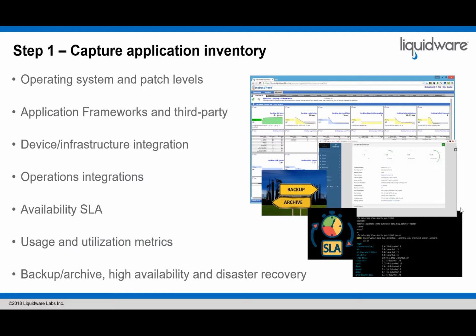So, step 1, capturing the application inventory. First of all, we have operating systems, versions, and patch levels. For any servers used by a candidate application or service, it's important to note the platform, operating system, version, and what patches have been applied to that specific distro. Next, application frameworks and third-party libraries.